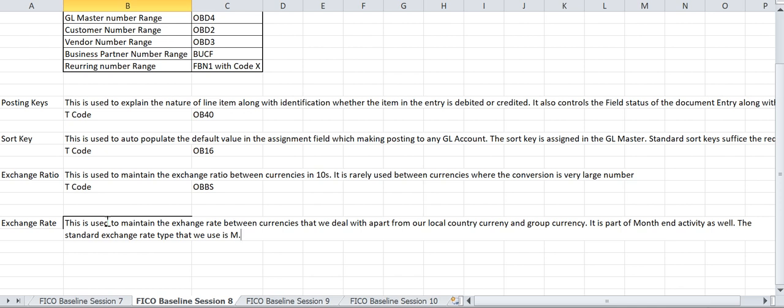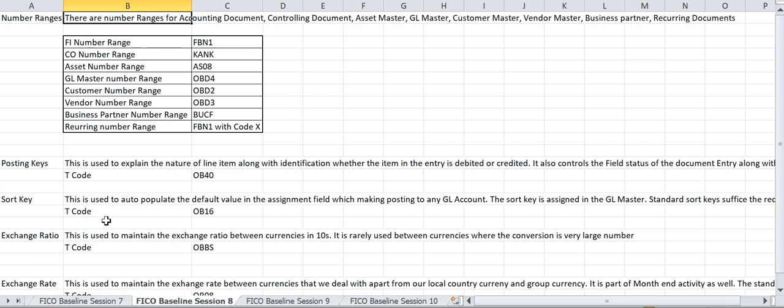Coming to the next concept within exchange rate, the exchange rate type. Generally and usually we will be using exchange rate type M, which is nothing but the average standard rate for any of our clients for which we configure. Okay, so I hope all those concepts are clear to you.